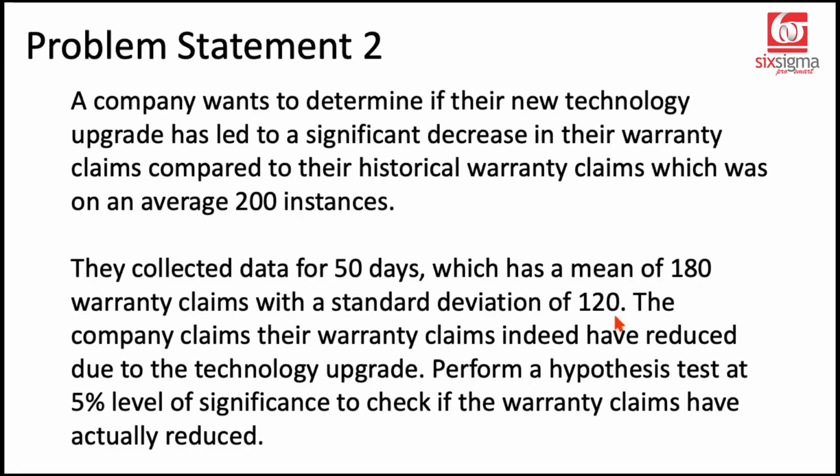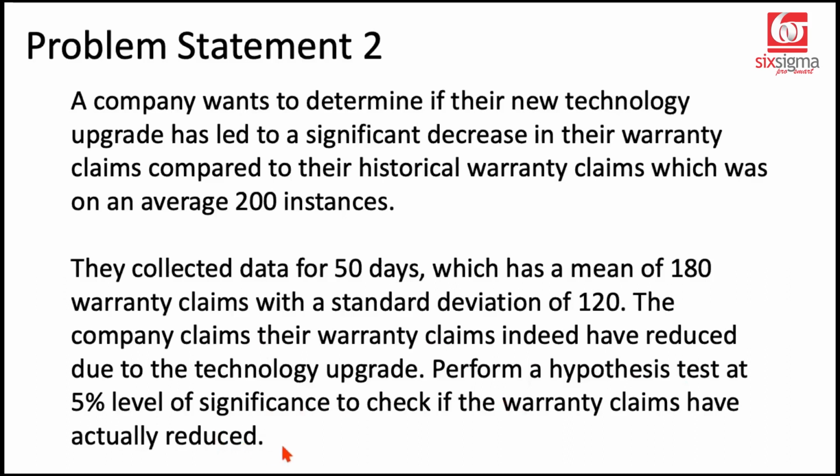Now, there is a slight change here. Earlier, you were given the population mean and the population standard deviation. Now we are giving you the sample mean and sample standard deviation. The company claims their warranty claims indeed have reduced due to the technology upgrade. Perform a hypothesis test at 5% level of significance to check if warranty claims have actually reduced.